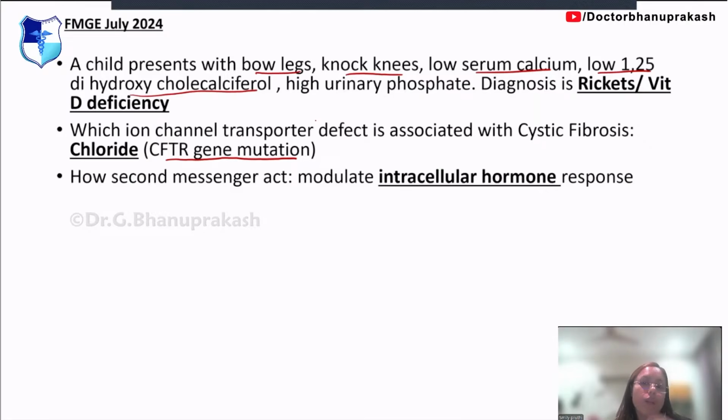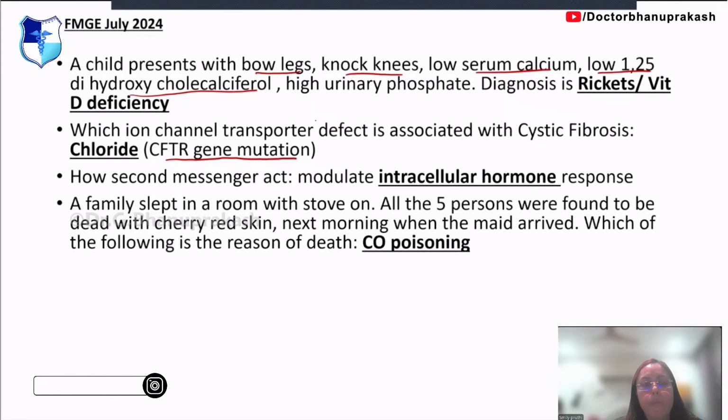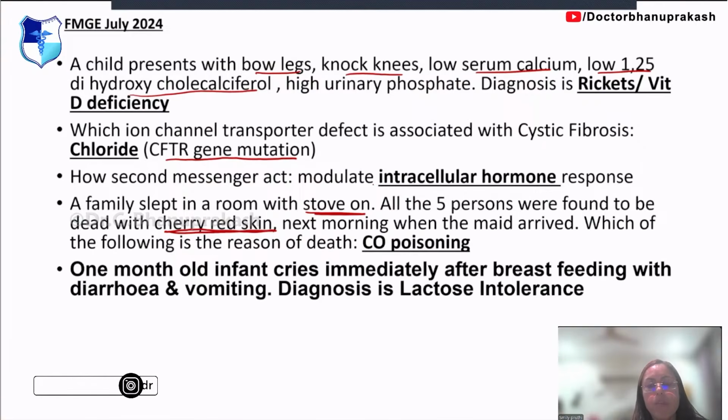How do second messengers act? They modulate the intracellular hormone response. A family slept in a room with the stove on. All 5 persons were found dead the next morning with cherry red skin. The cherry red skin, stove on, it is typically carbon monoxide poisoning.